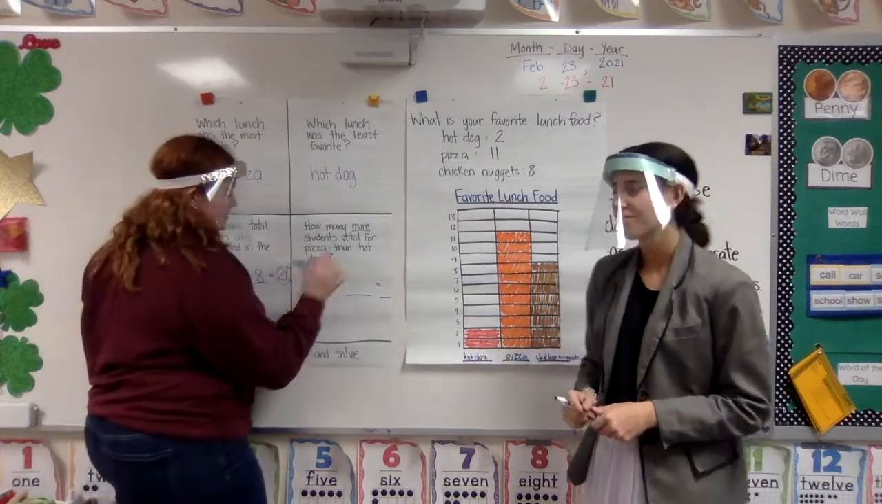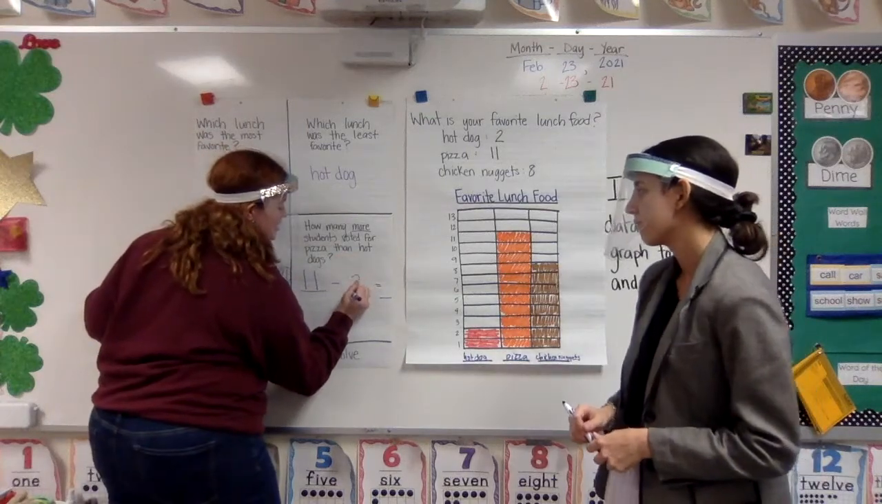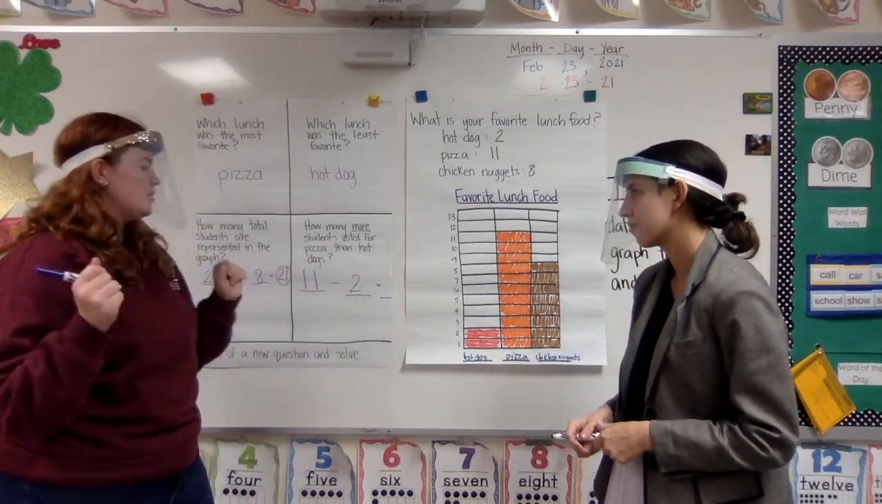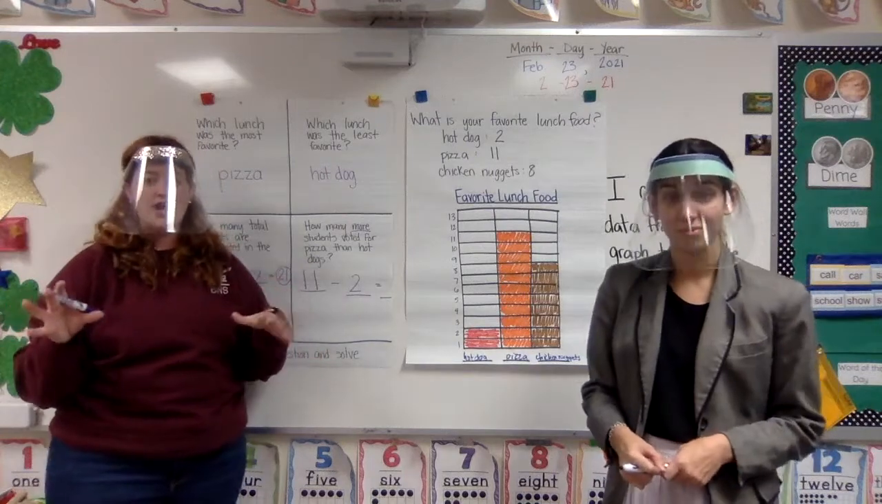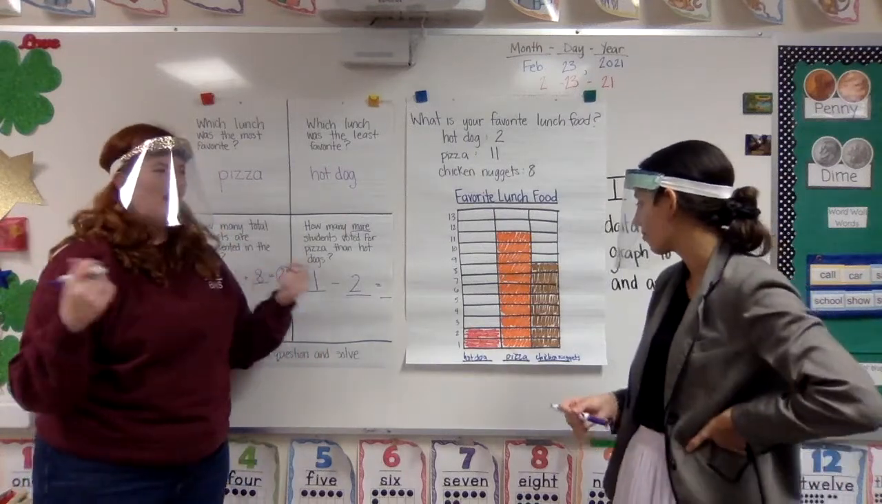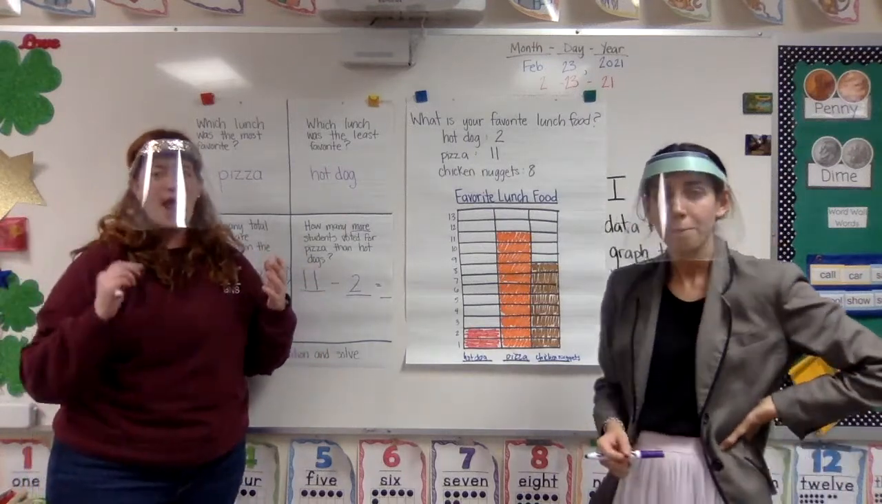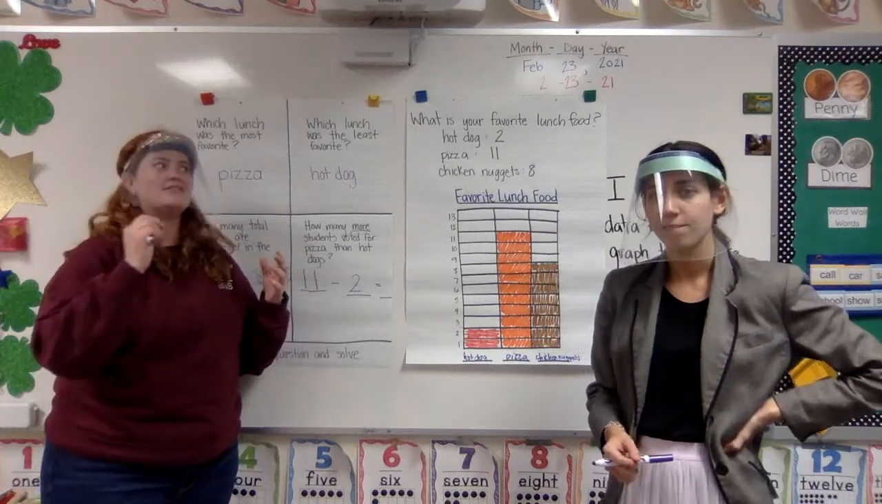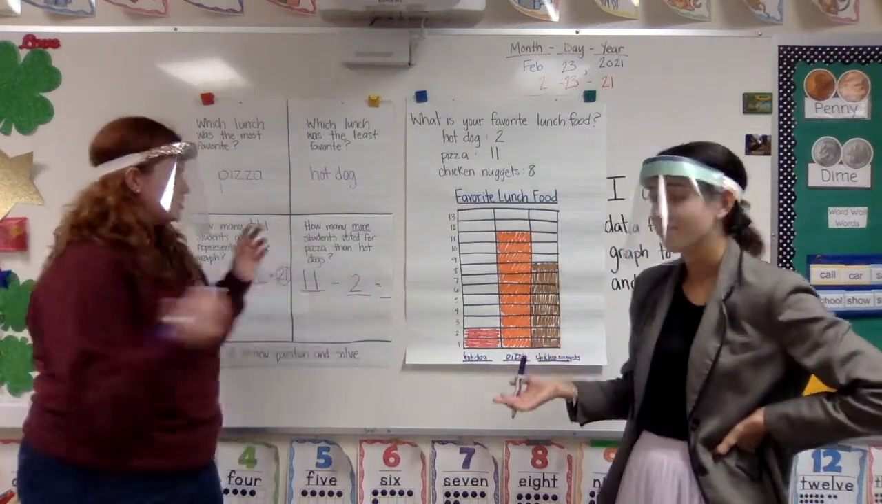Oh, okay. So I'm going to say 11 minus 2 equals, okay, now I need to subtract. 11 minus 2. Well, I just know 11. If I count backwards 2, 10, 9. My answer is 9.